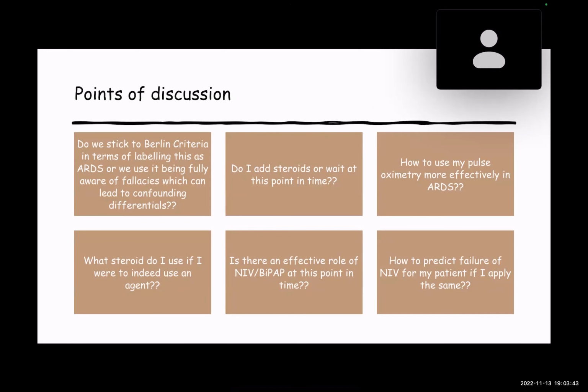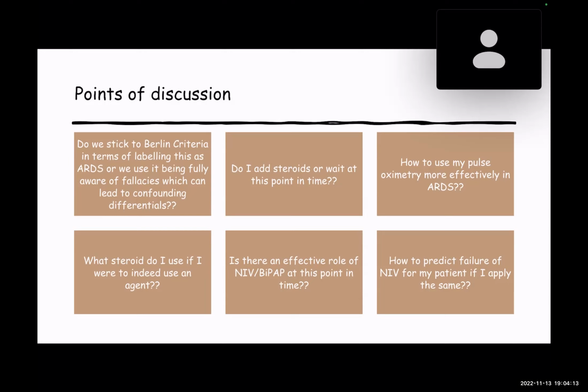So now the next slides are regarding the point of discussion. In the case scenario, do we need to stick to Berlin criteria in terms of labeling this as ARDS, or do we use it being fully aware of fallacies which can lead to confounding differentials? So what do you mean by confounding differentials, Dr. Khushboo? ARDS is a list of causes, and then there are ARDS mimickers. Are you aware there are ARDS mimickers? Yes, sir. There's a list of causes of ARDS, right?